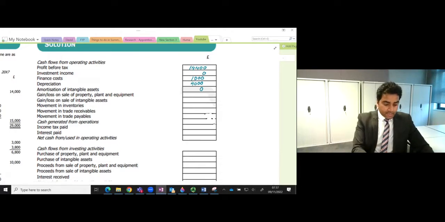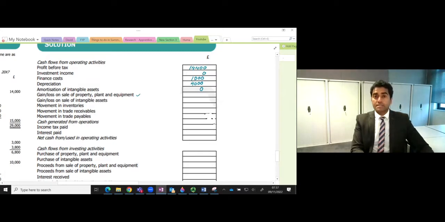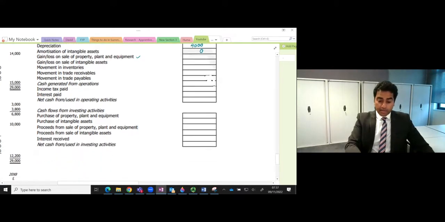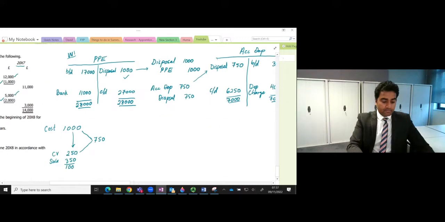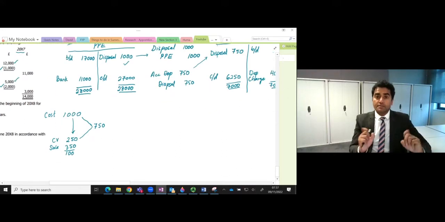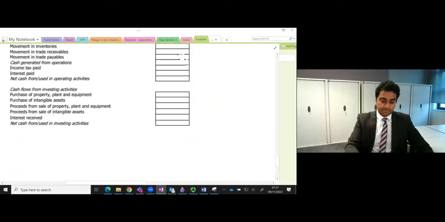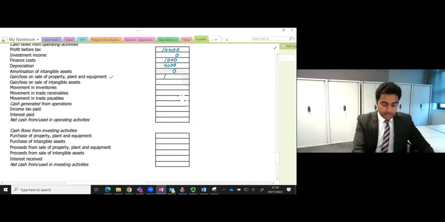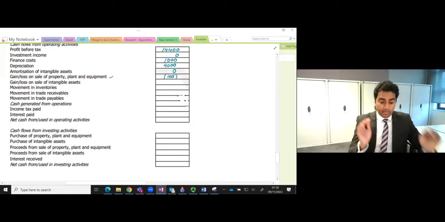Next, you can see that it says gain or loss recorded in the profit and loss account from the sale of property, plant and equipment. And I know that we have sold one machinery and we recorded a notional, an artificial gain of 100. So it was added in our profit and loss account, which pushed the profit up. But we know that it's an artificial profit, so we need to subtract it in our cash flow to push the profit back down. So I'm going to record it as £100, but with brackets.